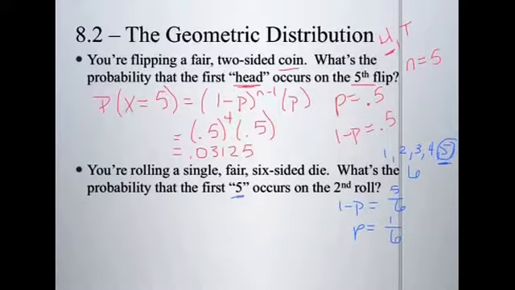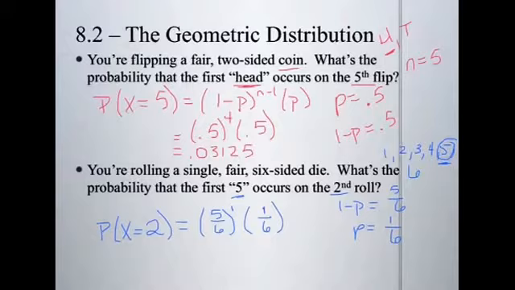Now, remember the formula is x equals n. Well, n is the second roll. How many times did we roll? We rolled it 2 times. And then our probability for this is, how many times did we fail? Well, the first time I didn't get a 5, so that's to the first power. And then the second time I did get a 5. And then the answer, or the probability for when 5 occurs on the second roll, is 0.1389.